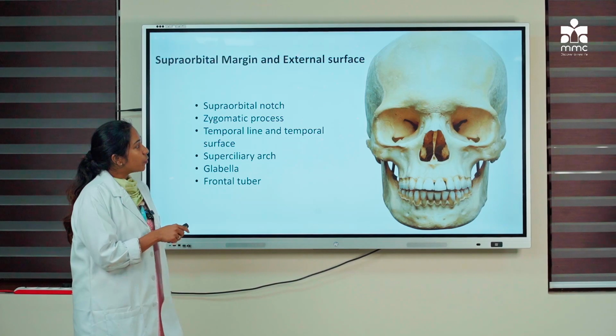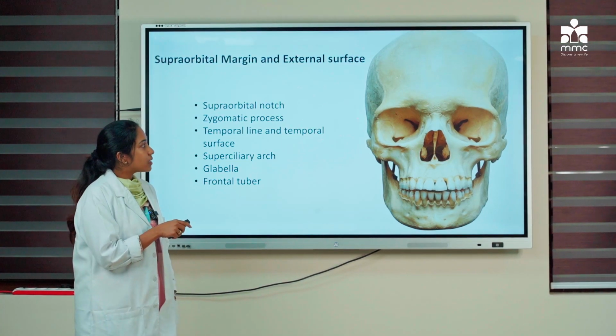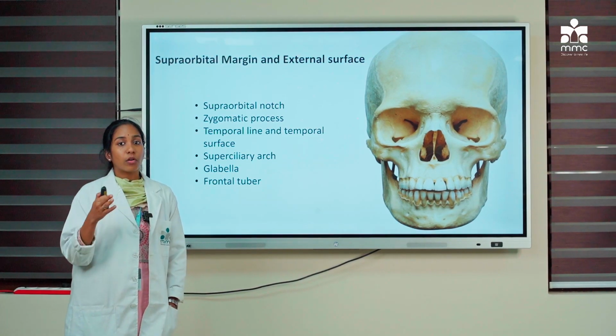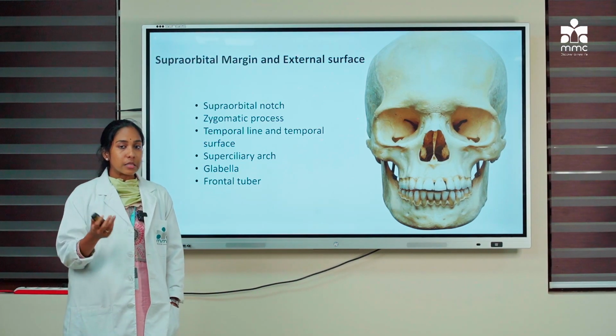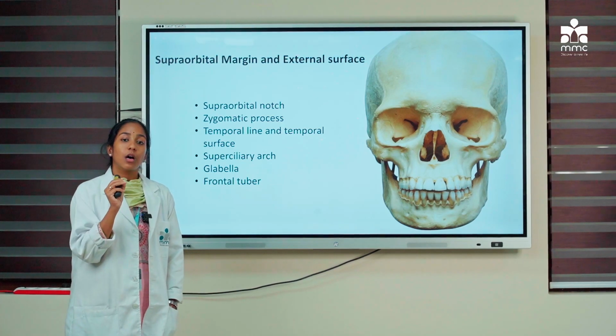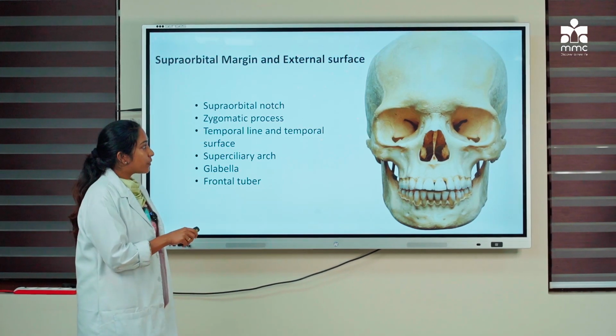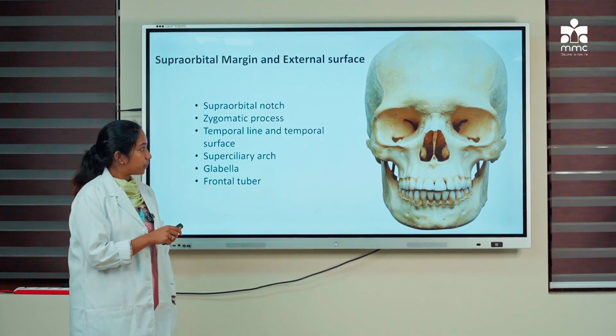If we move upward, we have two tubers or elevations. That is called the frontal tuber or frontal eminence. The peculiarity of the frontal eminence is that it is the primary ossification center for the frontal bone. So the ossification starts at the frontal tuber.